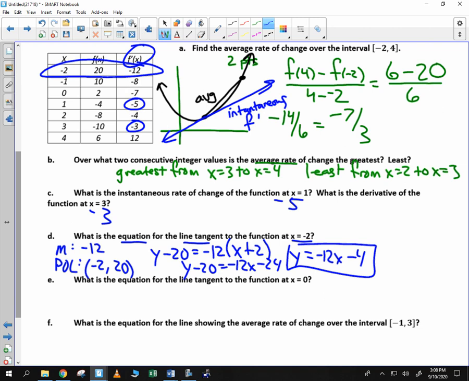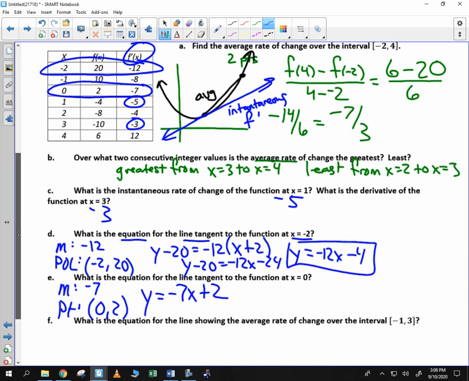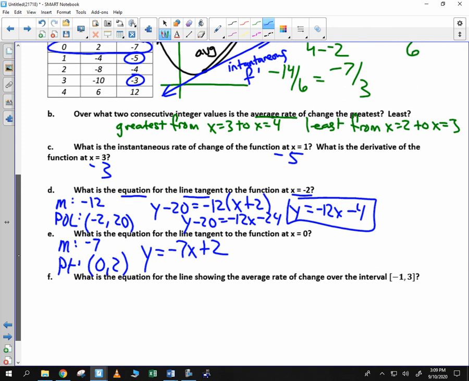What is the equation for the line tangent to the function at x equals 0? Same thing. We need slope and we need a point. Your point is going to be (0, 2), and your slope is going to be negative 7. Notice that (0, 2) is the y-intercept. So we could just write y is equal to negative 7x plus 2. And we will skip question F.